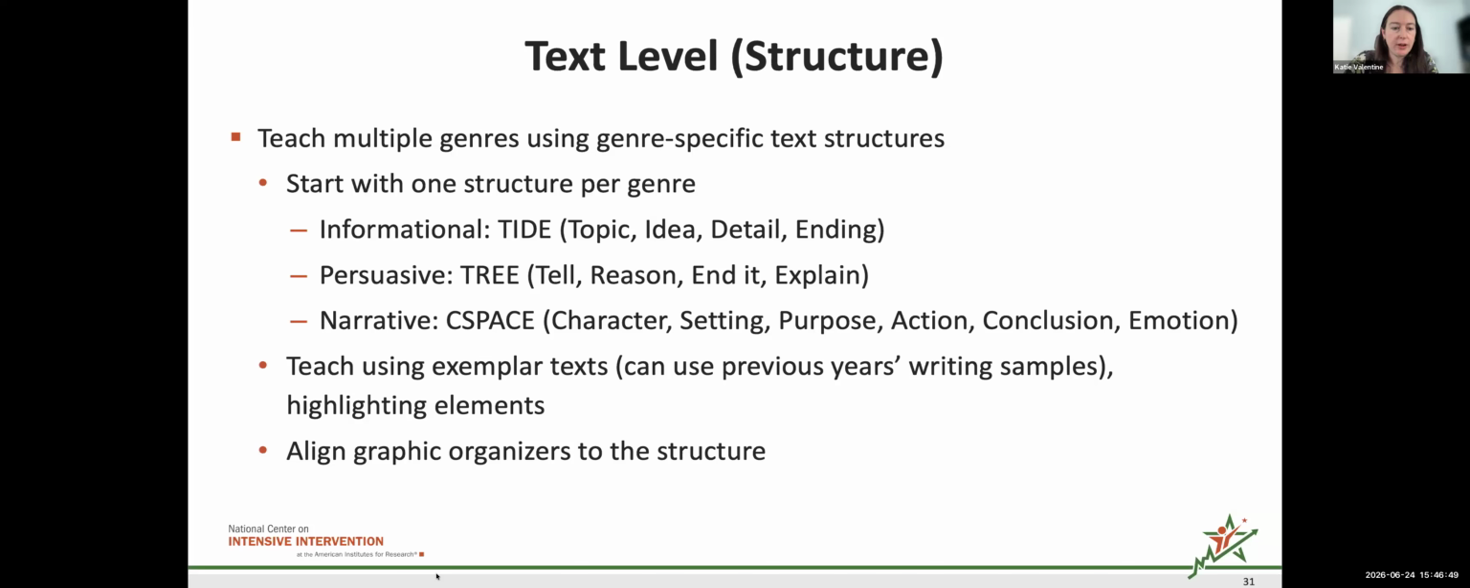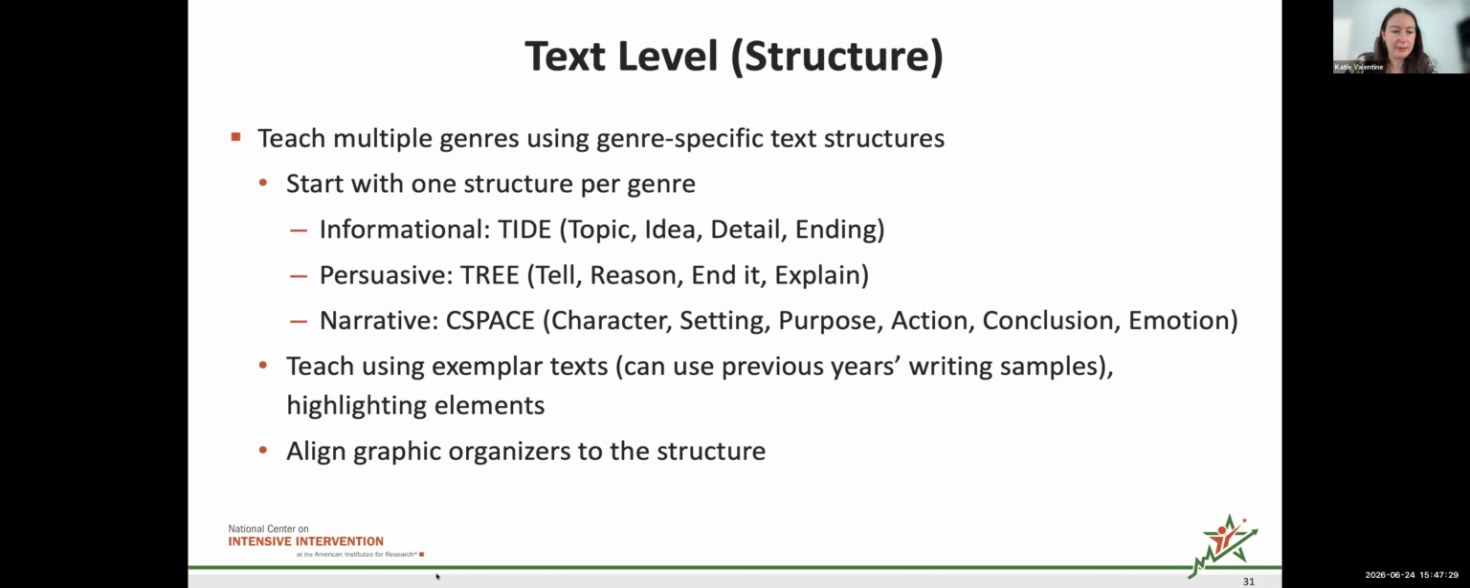If you're teaching the persuasive genre, you can teach the TREE structure, so tell, reason, end it, and explain. And then the narrative structure, C-SPACE is what's being really used out there. So making sure that you identify character, setting, purpose, action, conclusion, and emotion. And again, these are teaching structures, not necessarily writing processes, but they can certainly be integrated with other really common and popular process strategies as well, like POW or POWER. There's a lot more information on that within the self-regulated strategy development world that's certainly related to this.